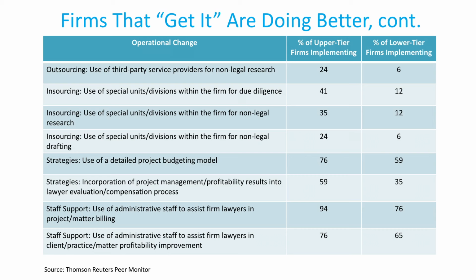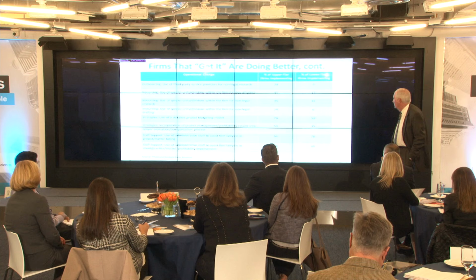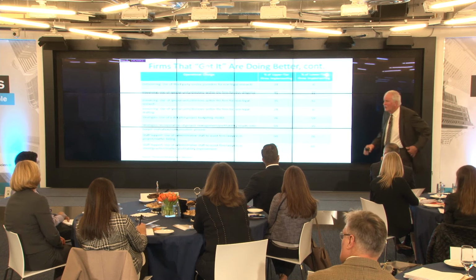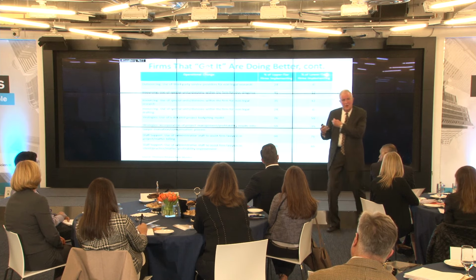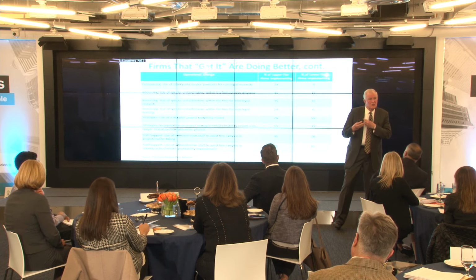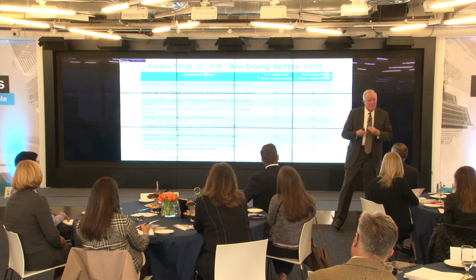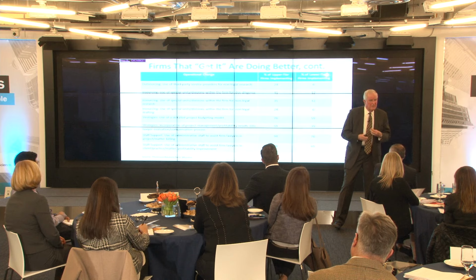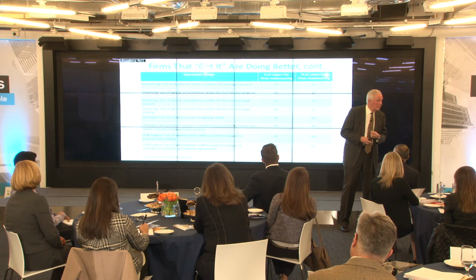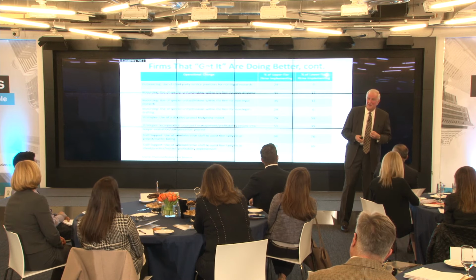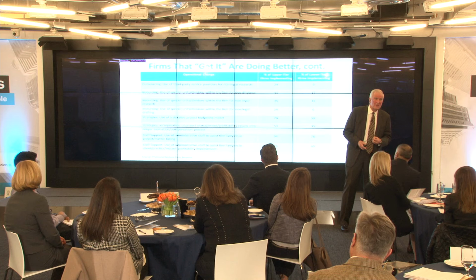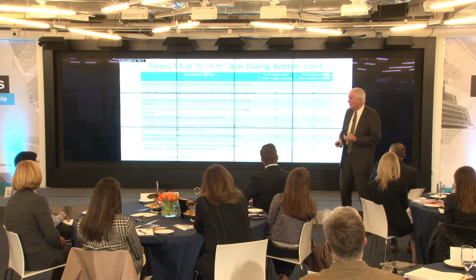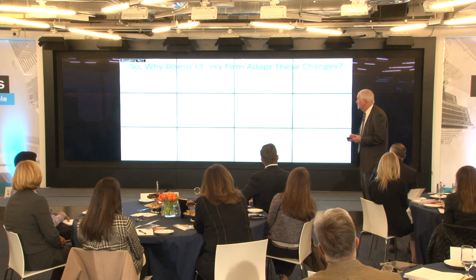Use of detailed project budgeting model, 76% of the upper tier firms, only 59% of the lower tier, and so forth. So we're beginning to see data, and we're continuing to track this stuff, and we'll continue to report on it. So we're beginning to see data that shows that if you make these changes, it makes a difference. Now, this is a strong argument for investment to your partners, right? If we think it makes a difference, if we can show you that it really makes a difference in financial performance, then supposedly it's a little easier to bite the bullet and make the investment and make the change.